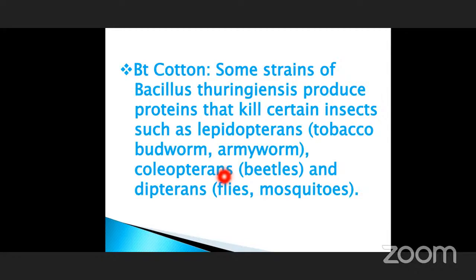Listen carefully. Bt toxin exists as an inactive form called prototoxin. Once an insect ingests the inactive toxin, it is converted into an active form of toxin due to the alkaline pH in the guts of the insect. By the presence of that alkaline pH, inactive prototoxin is converted into active toxin. The activated toxin binds to the surface of midgut epithelial cells and creates pores that cause cell swelling and lysis, and actually it leads to the death of the insect.